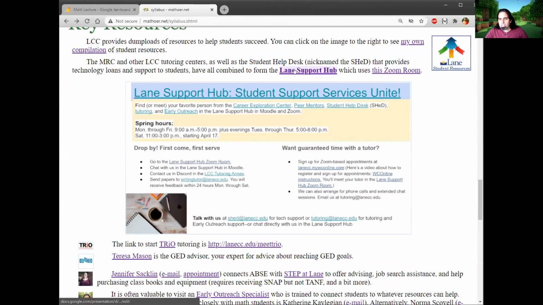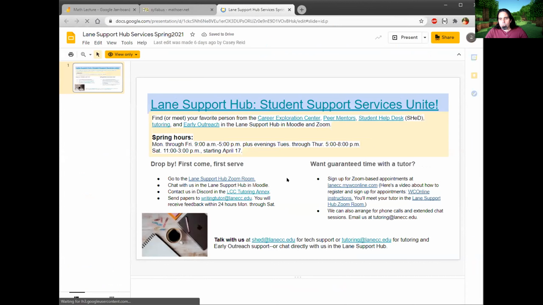So one is the Lane Support Hub. If I click this picture, then the Tutor Center and the Shed, which is the computer support, have all teamed up together in a Zoom room. And you just go to the Zoom room and it's like the entrance to a fancy hotel. There's a lobby kind of thing. And you say, hi, I want math or writing or computer help or whatever. And then the person who welcomes you says, great, here's the breakout room for that. They send you to the place you need to be.